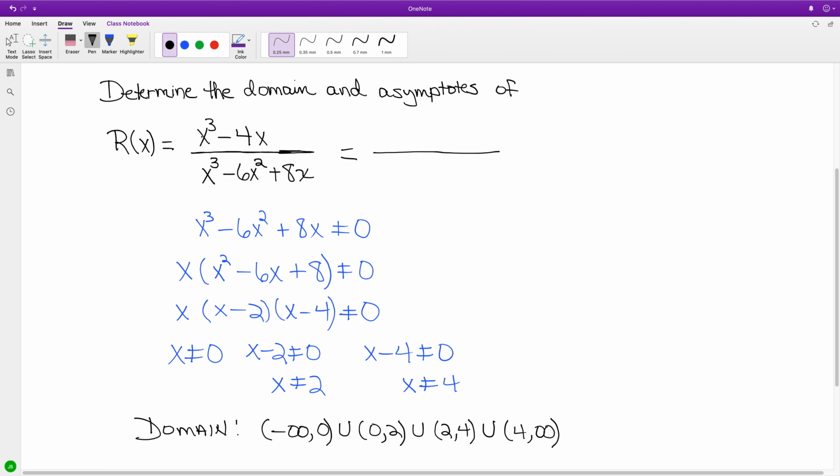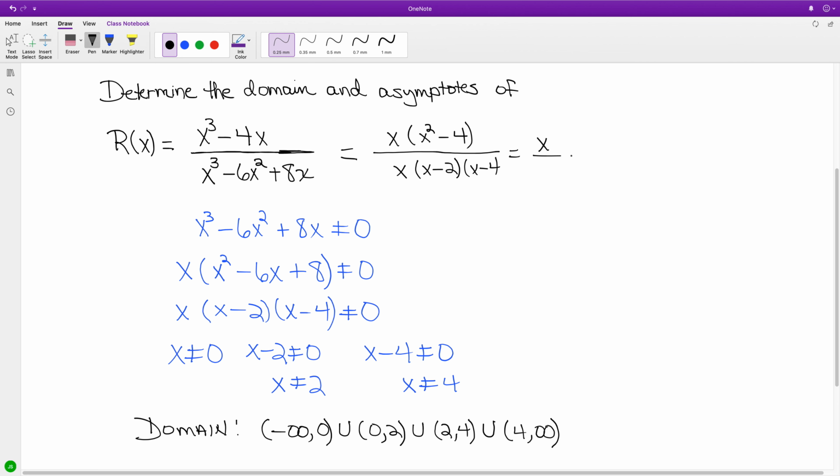Now we have x cubed minus 4x. We have a common factor of x times the quantity of x squared minus 4, and this can be factored even further. Now we have x cubed minus 6x squared plus 8x, and if I completely factor, we have x times x minus 2 and x minus 4.